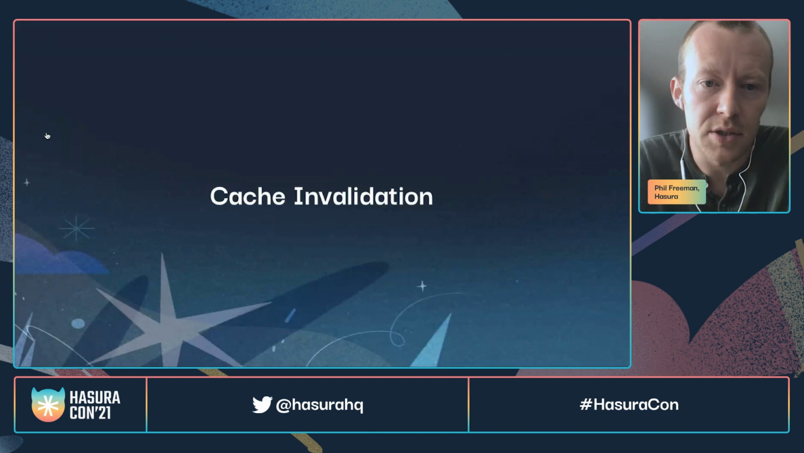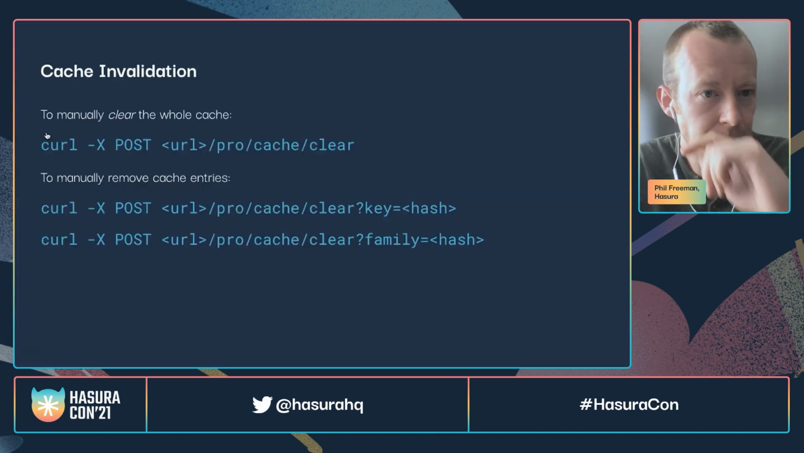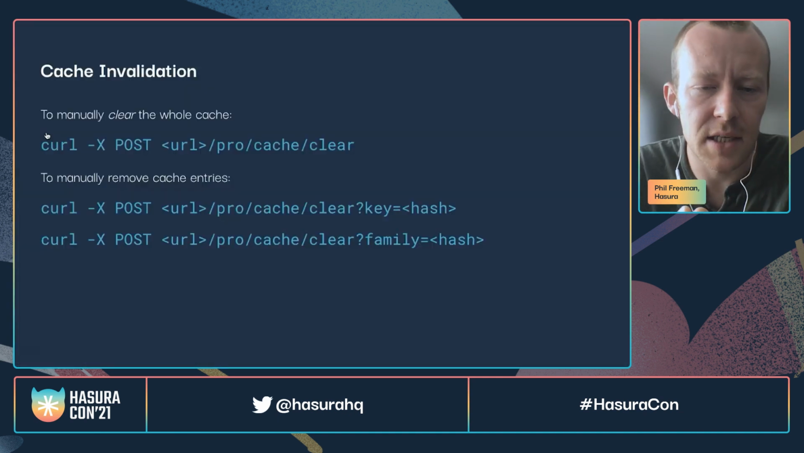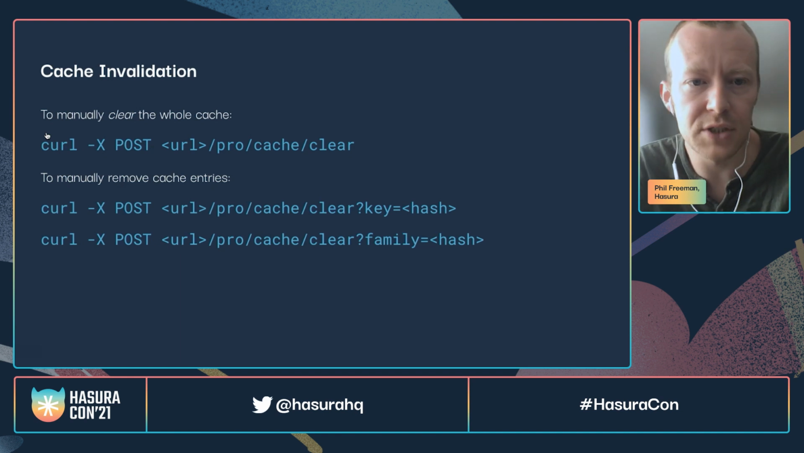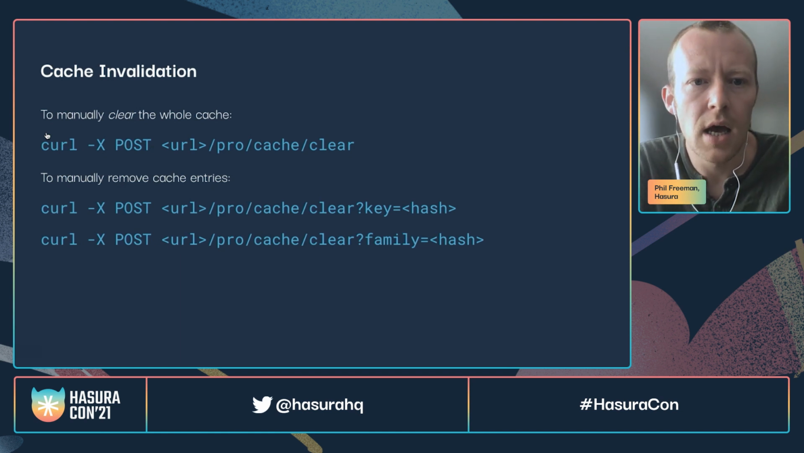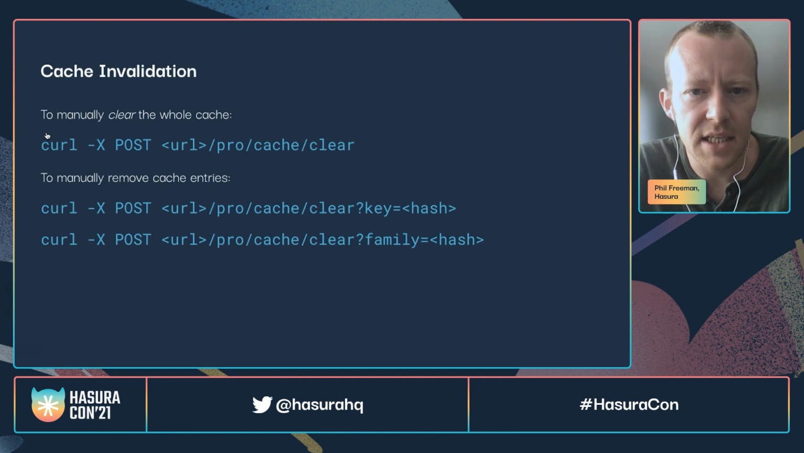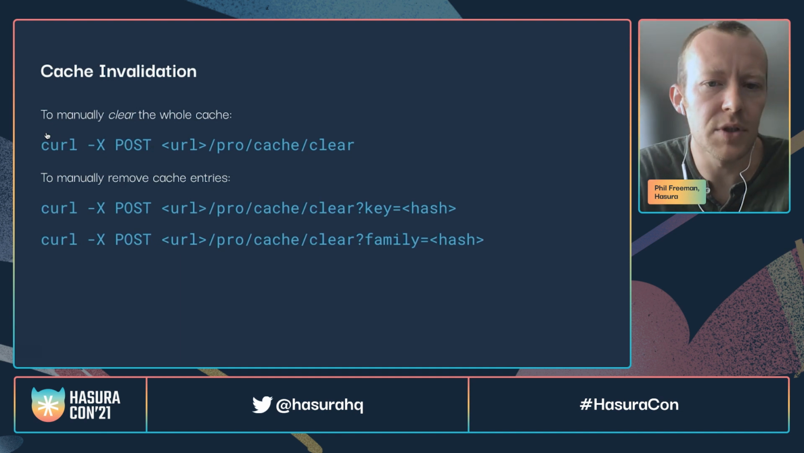The last feature we've worked on to improve caching is one more API, and this is for cache invalidation. We have three new APIs under this new endpoint, pro cache clear. You can clear the entire cache, you can remove individual response hashes, or you can remove entire families of queries at once using the query family hashes that I just showed. Both of these hashes can be found in the response headers, just like I was showing. You can use this during testing, or for some more advanced automation use cases of the cache, and we'll see a couple of those in a minute.